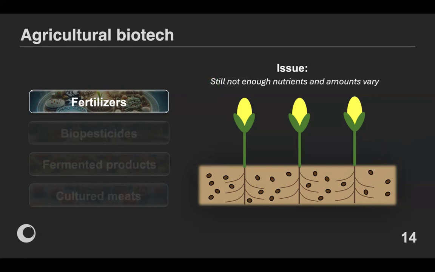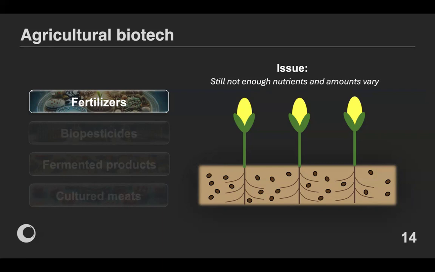So the issue with some of these organic fertilizers is that there are still oftentimes not enough nutrients, and the amounts of nutrients can vary from batch to batch. Because usually you're taking this from something like compost, right? And it's going to be hard to control how much nutrients are going to be there from batch to batch.